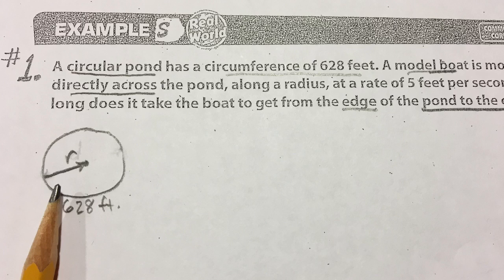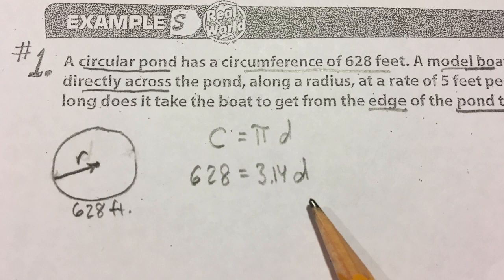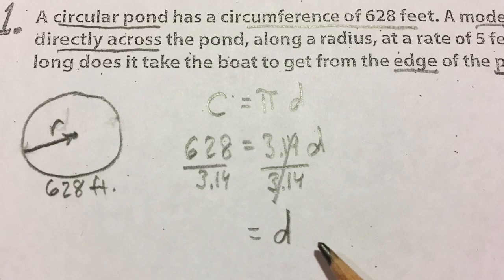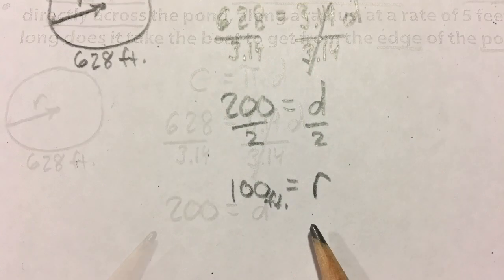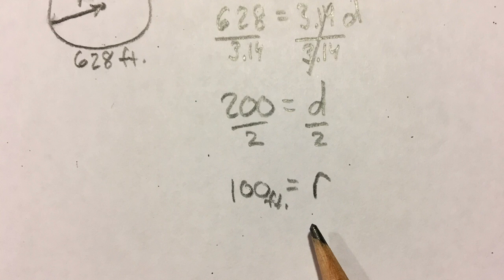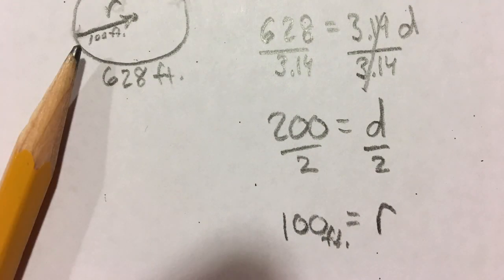The boat is traveling on the radius from the outside to the center point. To find circumference, we need to do pi times diameter, substitute in the numbers accordingly, divide by 3.14 on both sides, and we end up finding the diameter. Now the diameter is 200, but we want the radius, so we divide the diameter by 2, and we end up with a radius of 100 feet.